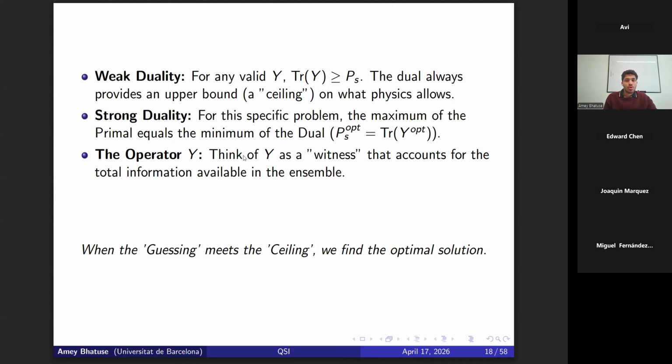In the case of strong duality, you find that your success probability is equal to the trace of y. You can think of y as a witness that accounts for the total information available in the ensemble, which I said before: it has information about every quantum state in your set. So when the guess meets the ceiling, we find the optimal solution.